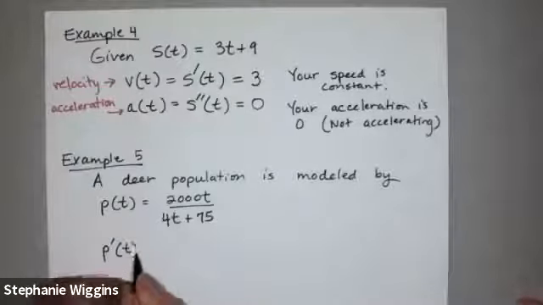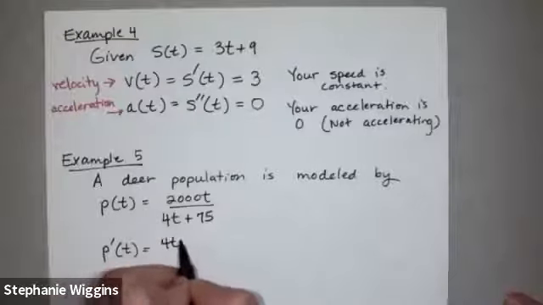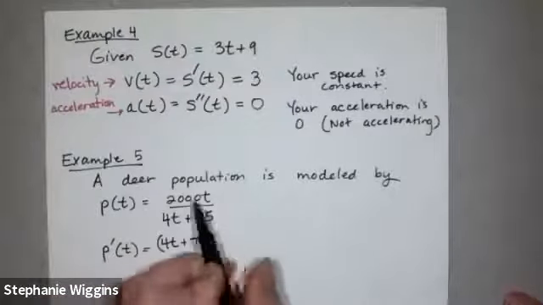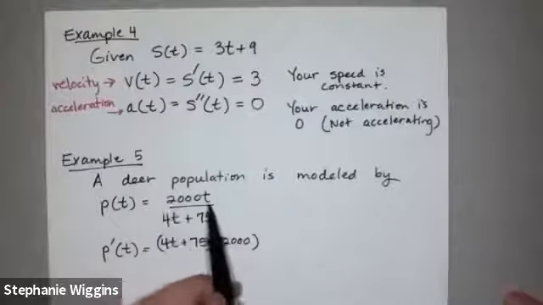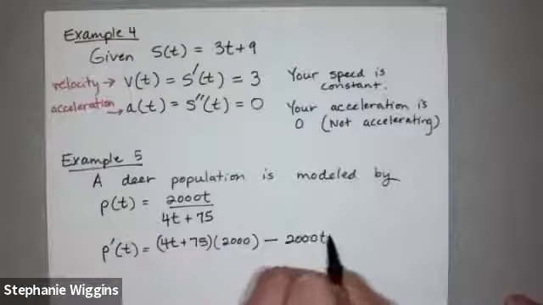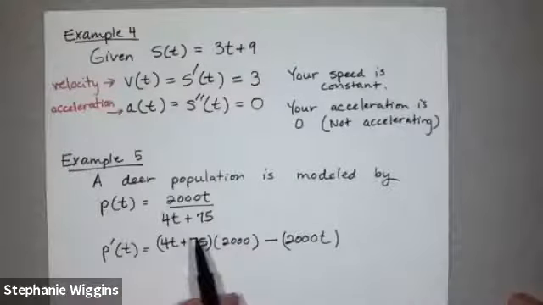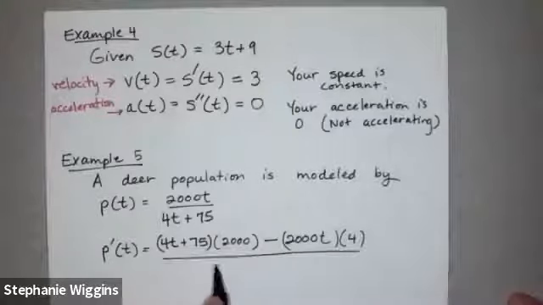If you calculate the derivative, notice this is a quotient function, so we need to use the quotient rule. The derivative is the bottom function times the derivative of the top. The derivative of 2000t is just 2000, minus the top function, 2000t, times the derivative of the bottom. The derivative of 4t plus 75 is just 4. This is linear. All divided by the bottom function squared. Okay, that's the quotient rule.